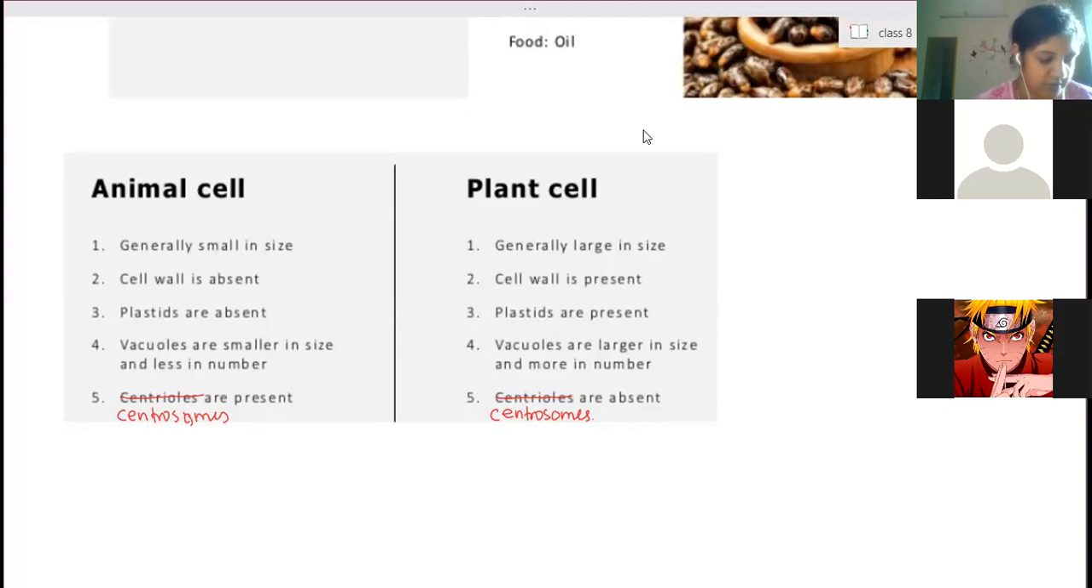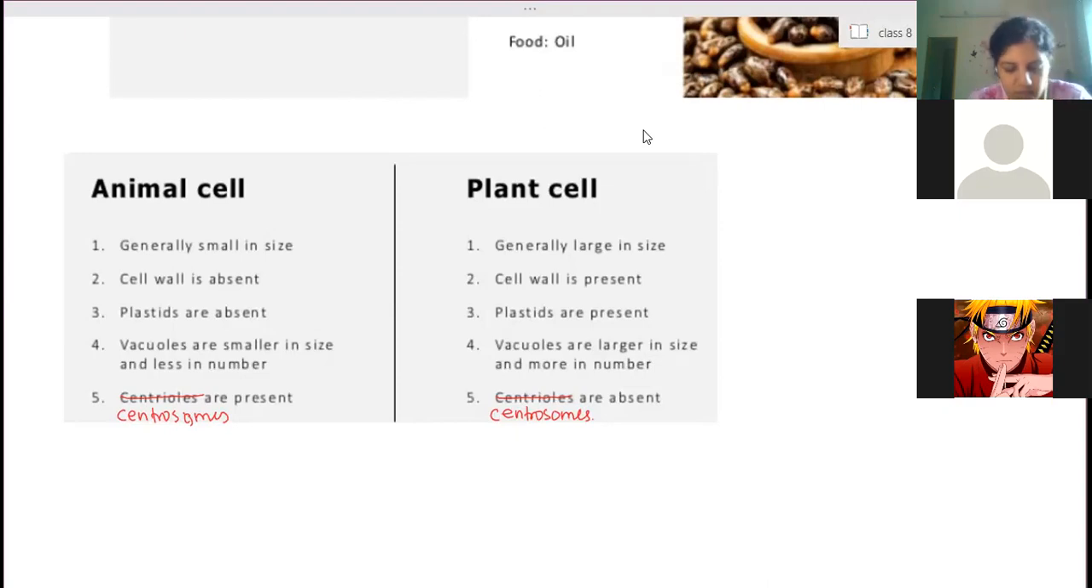There should not be any mistake, because the same chapter and the same question will be there this year and next year also. The same chapter is there next year in ninth. So you have learned the animal cell and the plant cell. This question is always asked for 3 marks. Is this question clear? Yes, ma'am.